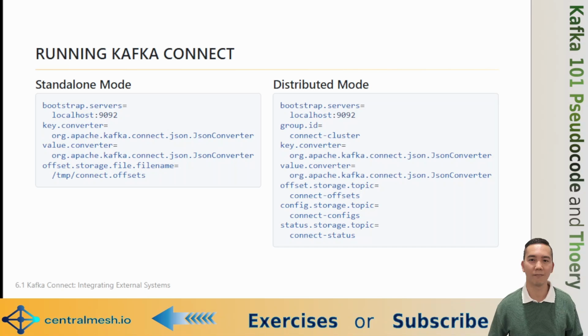Another key difference, group ID. In distributed mode, workers need to work together as a group, so we specify group.id equals connect-cluster. But in standalone mode, there's no need for a group, there's only one worker. So standalone mode is simple, local storage, no coordination. Distributed mode is built for scale. It relies on Kafka topics to manage state across multiple workers.